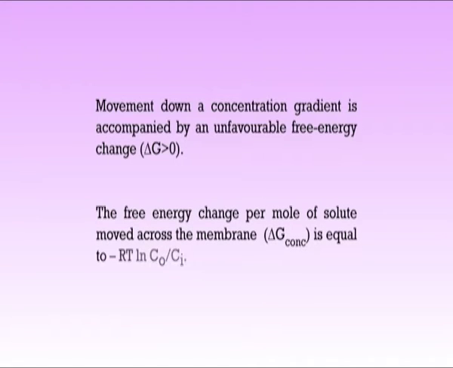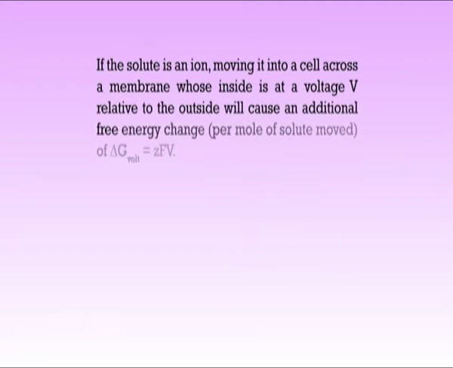The free energy change per mole of solute moved through the membrane, which we call delta G concentration, is equal to minus RT ln Co by Ci. If the solute is an ion, moving it into a cell across a membrane whose inside is at a voltage V relative to the outside will cause an additional free energy change per mole of solute moved of delta G volt equals ZFV.